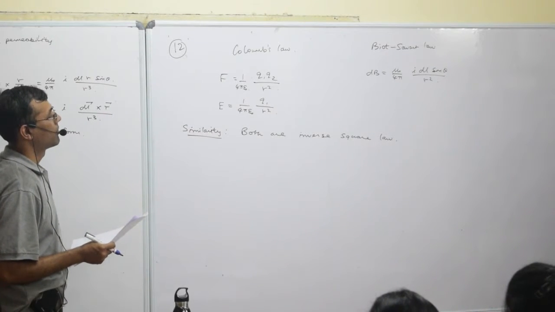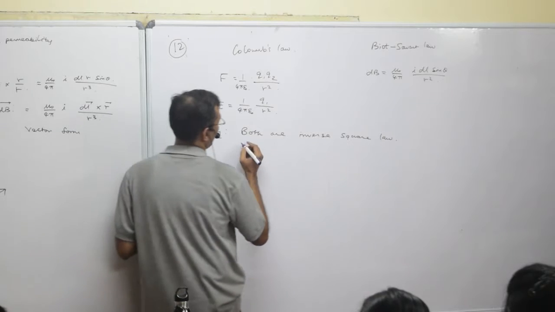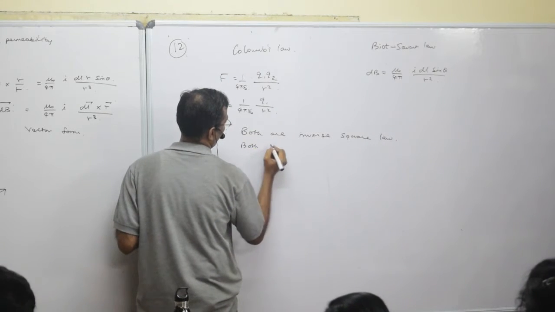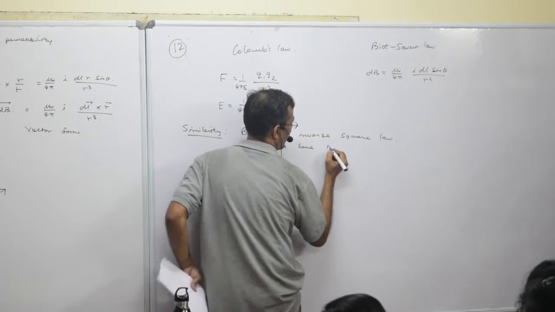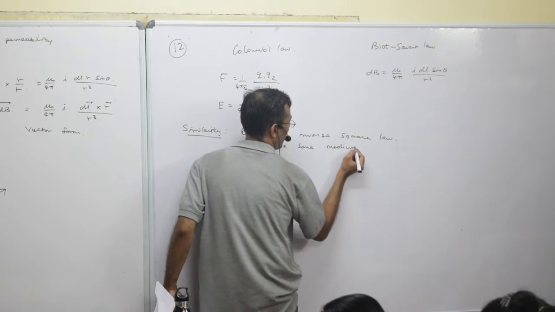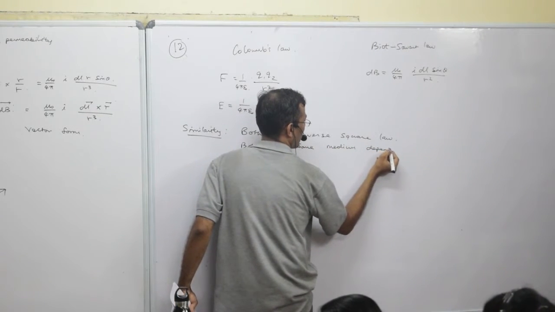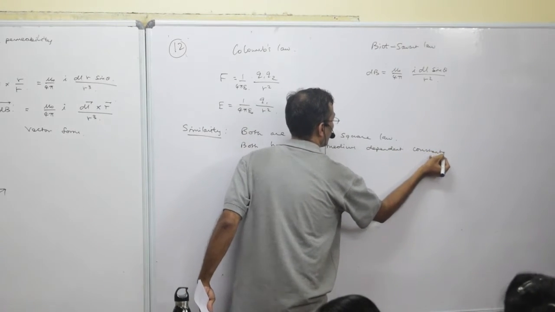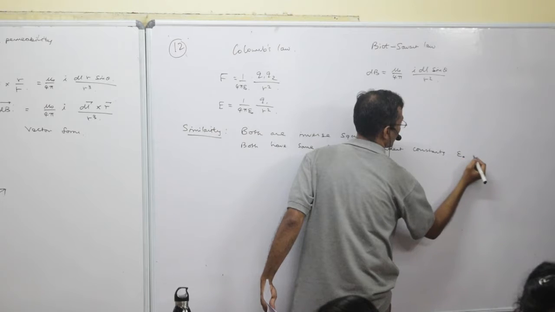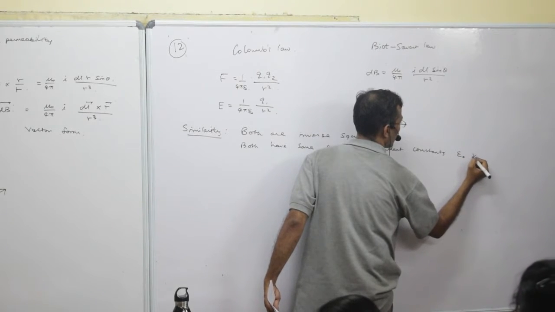Both are constants, but it will be different. So you can say both have some medium dependent constants. So you can say epsilon naught or mu naught.